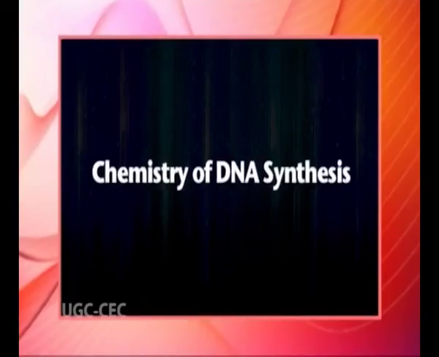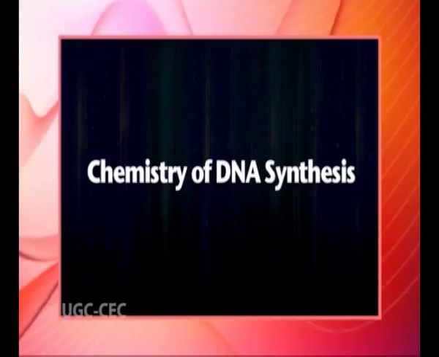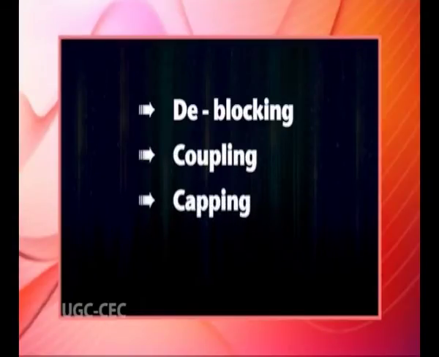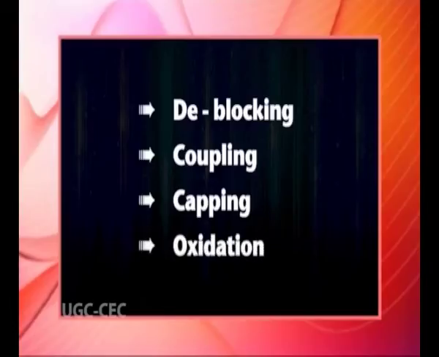Now let's discuss chemistry of DNA synthesis. Oligonucleotide synthesis is carried out by a stepwise addition of nucleotide residues to the 5' terminus of the growing chain until the desired sequence is assembled. Each addition is referred to as a synthetic cycle and consists of 4 chemical steps. Step 1, deblocking. Step 2, coupling. Step 3, capping. Step 4, oxidation. Now let's discuss these steps.